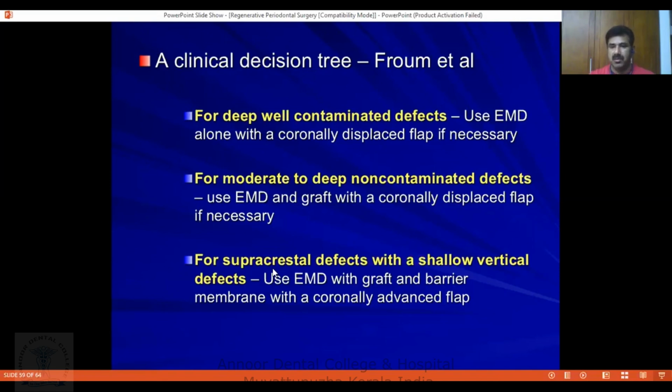But for the almost horizontal type of defect, where the probability of regeneration is least, you can combine all of this. You place enamel matrix protein, place a bone graft, then you place a barrier membrane, and along with that, you advance the flap. All these procedures. As and when the prognosis becomes worse, you try to incorporate more of these techniques. When you incorporate more of these techniques or factors, the cost to the patient increases. That is the problem, because you can incorporate all these in each and every patient.